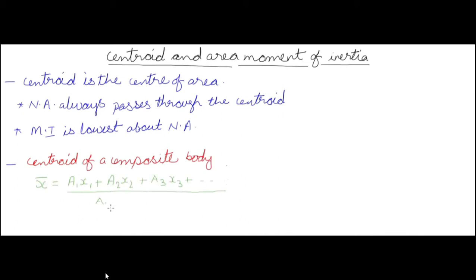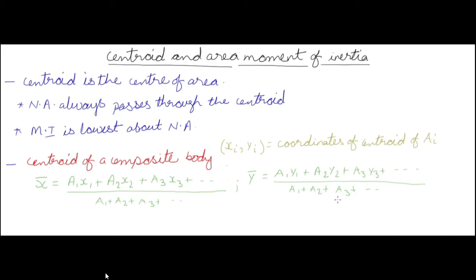So first of all, what is centroid? Centroid is the center of the area. If you have an area, then the center of that area is shown by the centroid. Now the neutral axis always passes through the centroid, and the area moment of inertia is lowest about the neutral axis. Now how to find the centroid of a composite body?